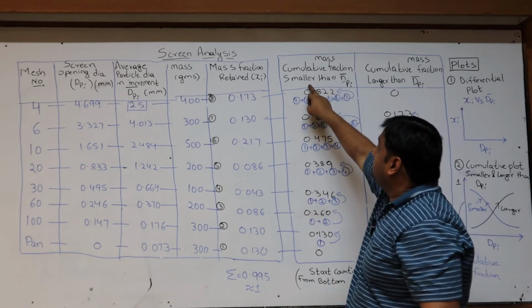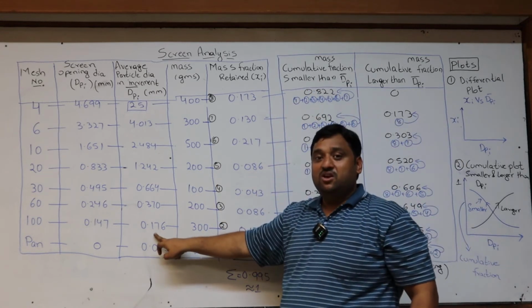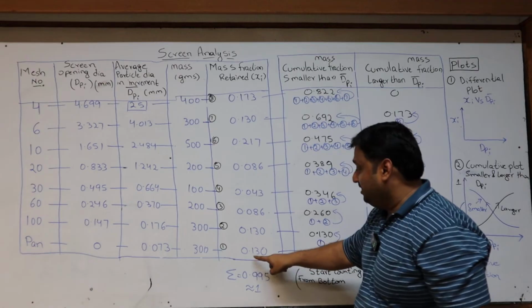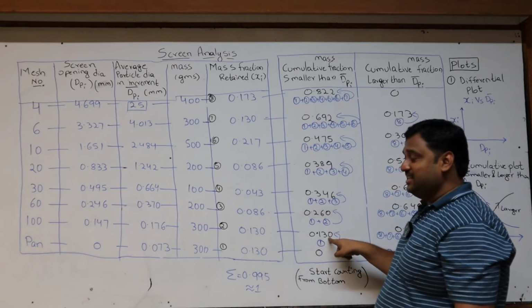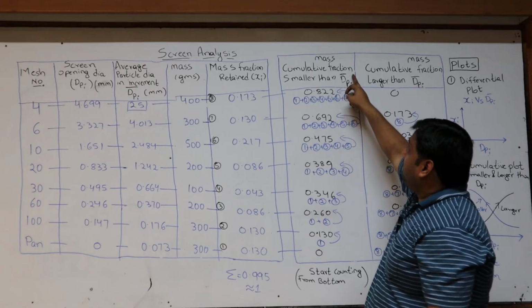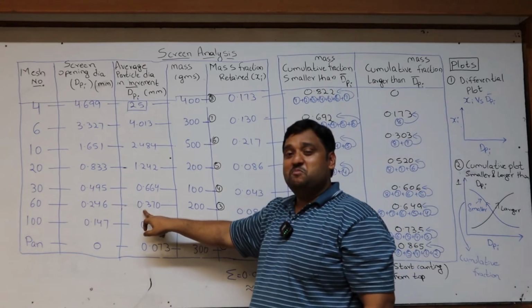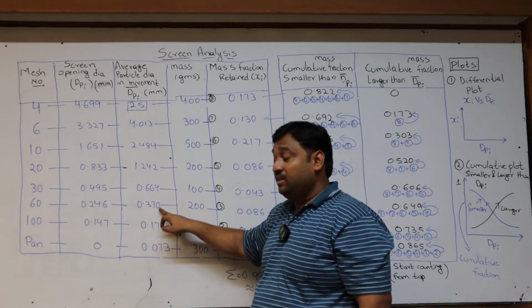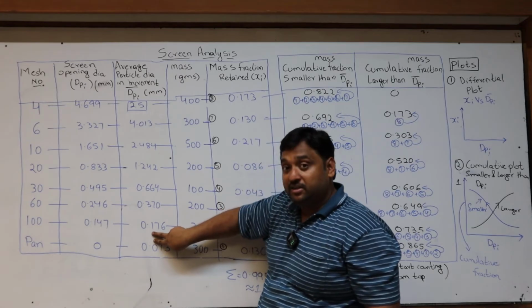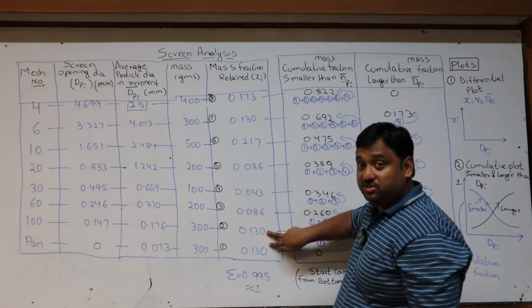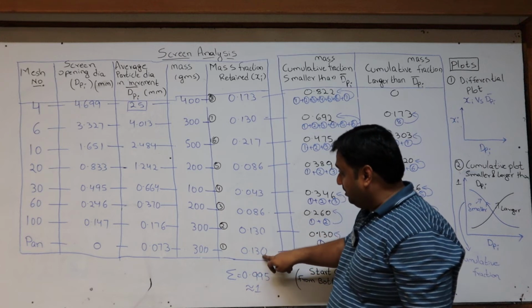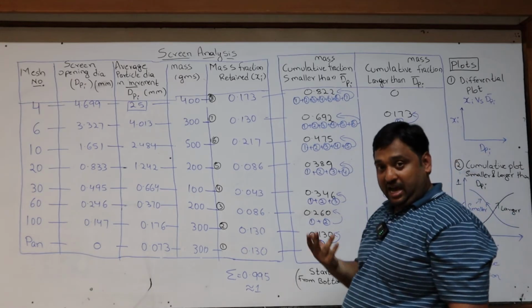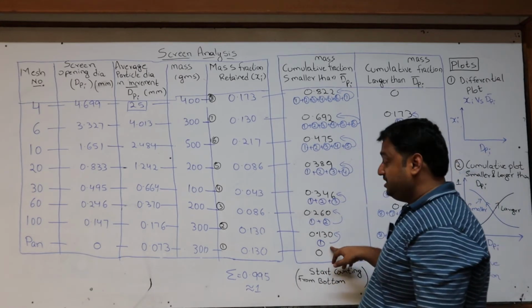Cumulative fraction smaller than 0.176. What is the fraction? Those particles whose size is smaller than 0.176, only this fraction. That is why this is written. Cumulative fraction smaller than 0.370. That means you have to tell what is the percentage or fraction of particles smaller than 0.370, which is these two diameters. These two diameters have these two fractions, 0.130 plus 0.130, nothing but 0.260. Similarly, you have to calculate on each and every screen.